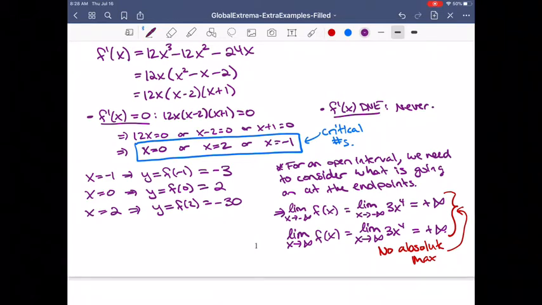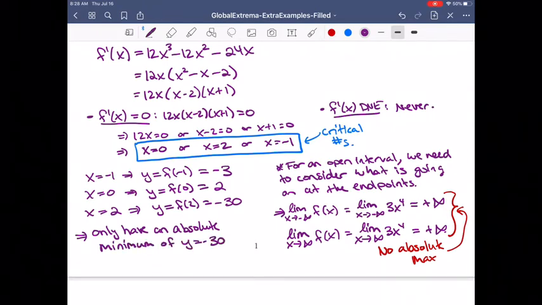So we only have an absolute minimum of y equals negative 30, which happens when x is equal to 2. Okay, so there's no absolute maximum here.